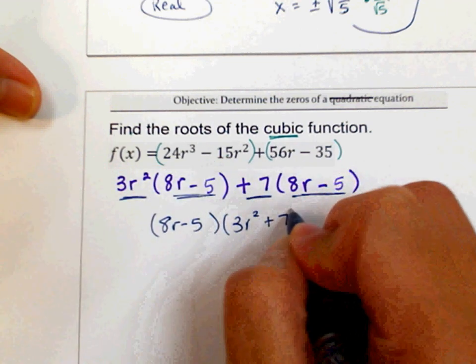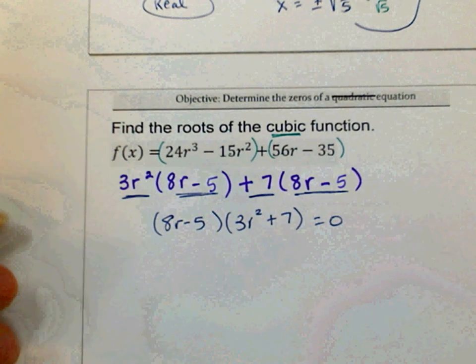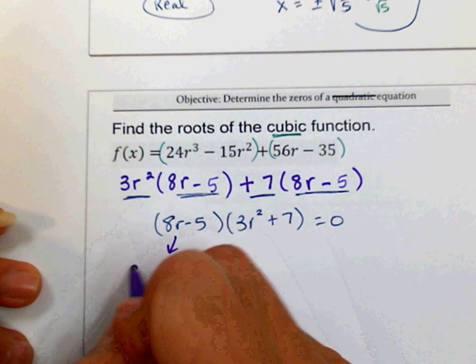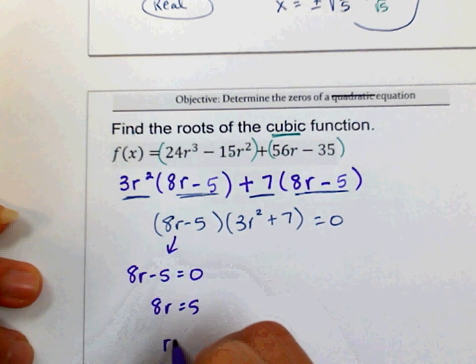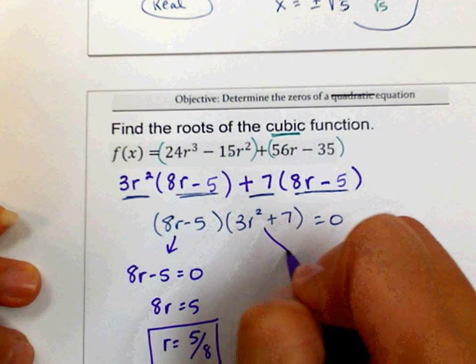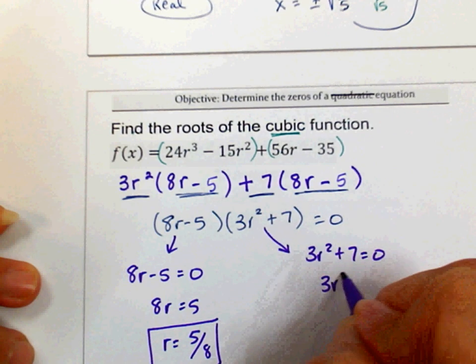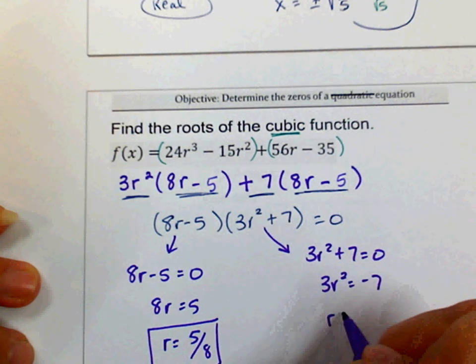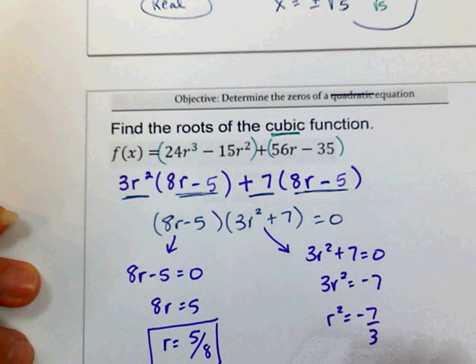Here we go. 8r minus 5 equal to 0. 8r equals 5. R equals 5 over 8. Exact answer, please. 3r squared plus 7 equals 0. 3r squared equals negative 7. R squared is equal to negative 7 over 3. R is plus or minus square root of negative 7 over 3. Rationalize.